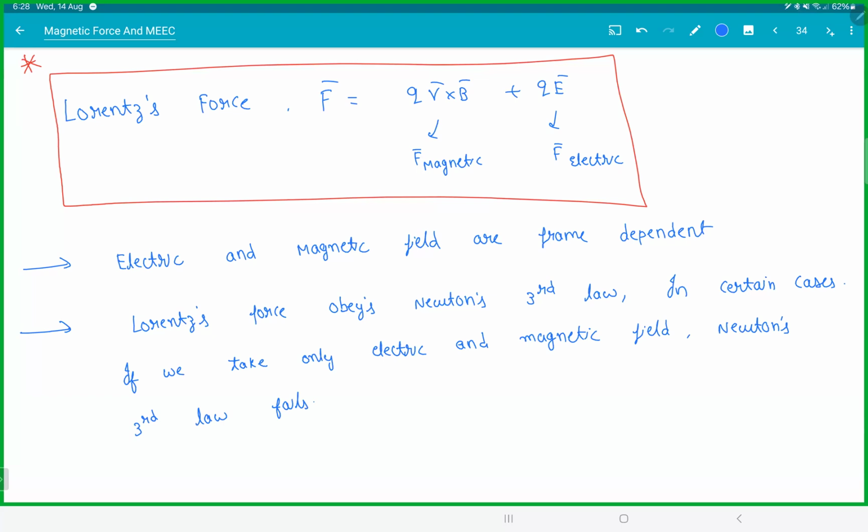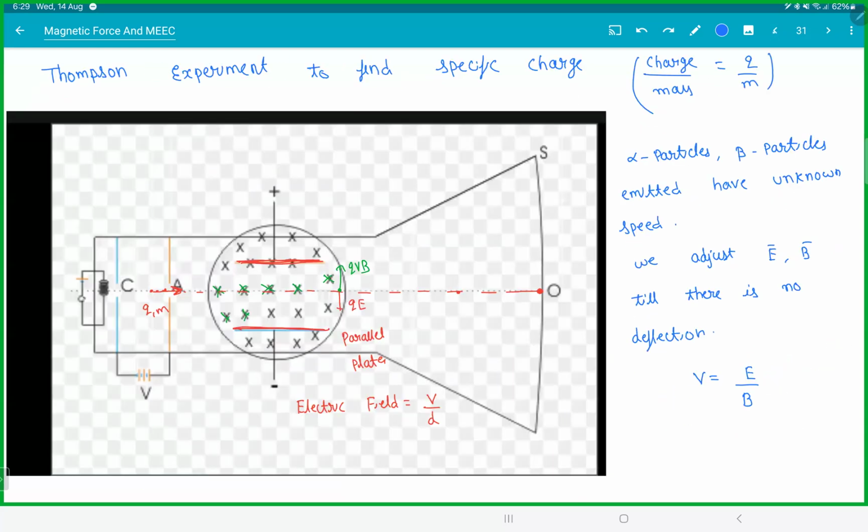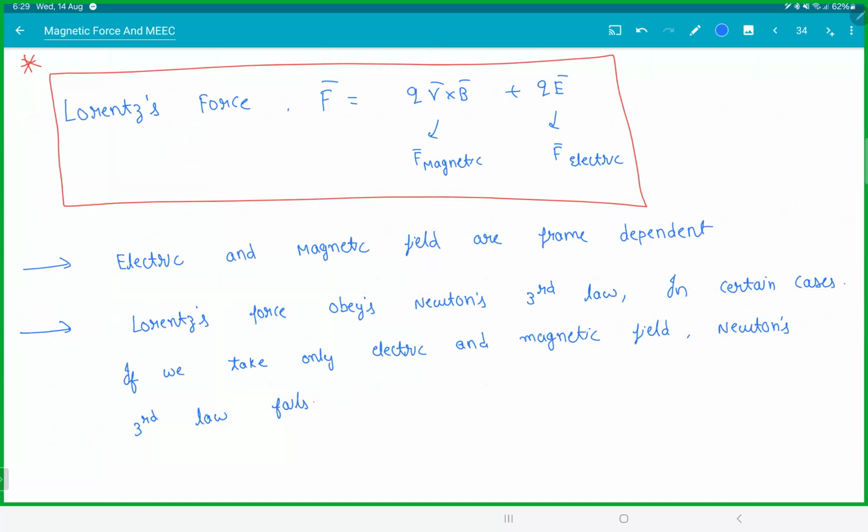So especially you have to be careful whenever you have time varying fields. Previous page here. Clear? Next one. Any doubt so far? The next one is a good question. That would be a proper advanced question. Let's see.